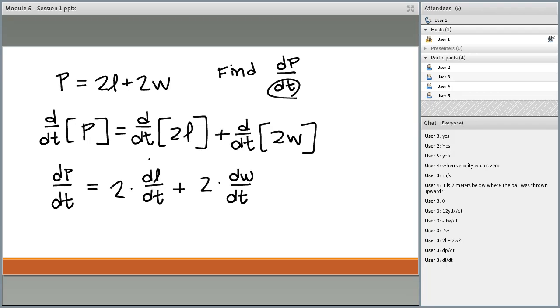And we were given all of these values. We were given dL/dt is 9, and we were given dW/dt is -7. And I can plug those values in.